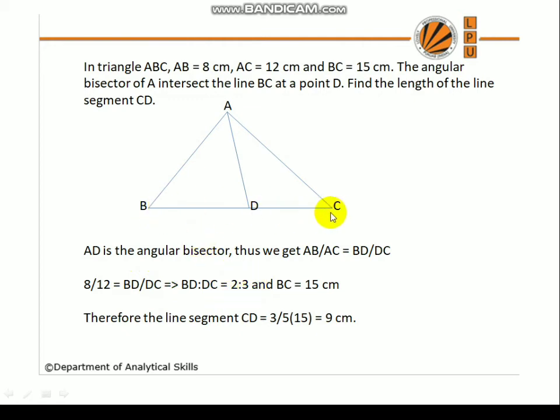But we know BC is equal to 15 centimeters and BD to DC is in the ratio 2:3. Therefore, the line segment CD is equal to 3 parts out of 5 parts into 15. So 3 by 5 into 15 is equal to 9 centimeters. The line segment CD is 9 centimeters. Let's go for the next problem.